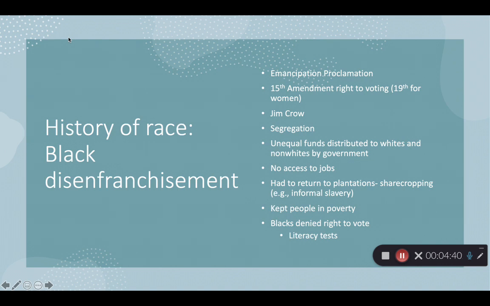Because of the economic exploitation after slavery, even though African Americans were free, they still lived in a capitalist system. And in this capitalist system, you either need to be an owner or you have to be a worker. Since African Americans had no access to good jobs, especially in the South, they had to go back to working on the plantations that they once were slaves on. And this became the idea of sharecropping, which is just another form of informal slavery.